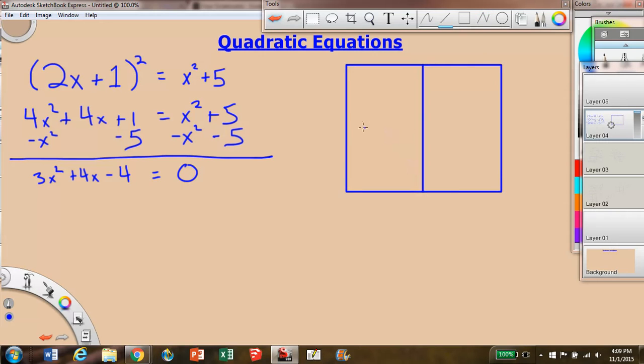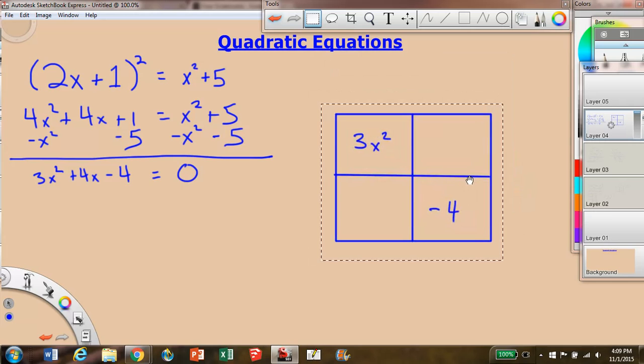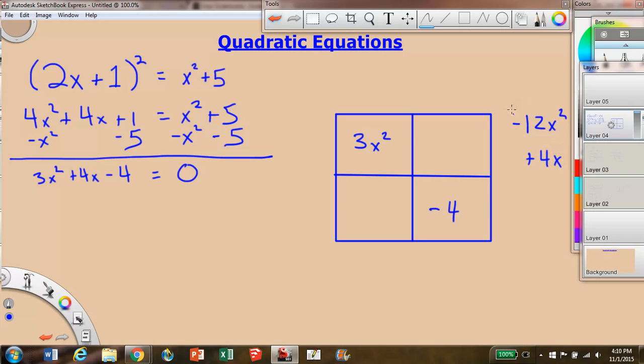Okay. My x squared term goes in the top left. The constant, which is -4, goes in the bottom right. Multiply the two together, I get -12x squared. And when I add my two factors together, I need to get +4x. So I need two things that multiply together to equal -12 and add together to equal +4.